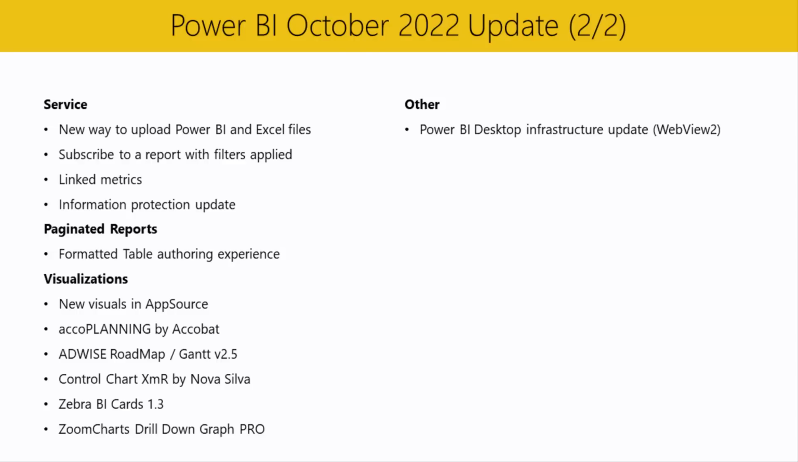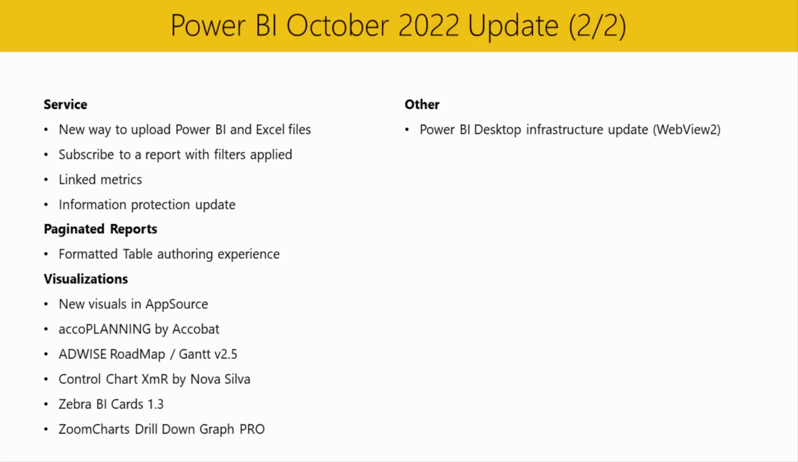Lastly, we have an update for you regarding our Power BI desktop infrastructure switch to WebView 2. As we get closer to general availability, we want to make sure we've solved as many issues as possible. So starting with this release, desktop will check if you have WebView 2 installed. If you don't, we'll install it for you. And if that installation fails, you'll see a warning every time you launch desktop until WebView 2 is installed.